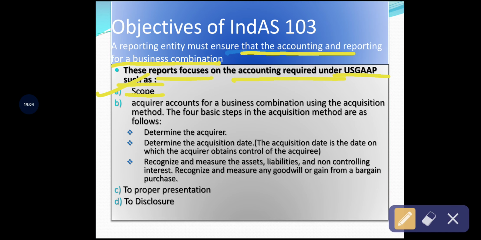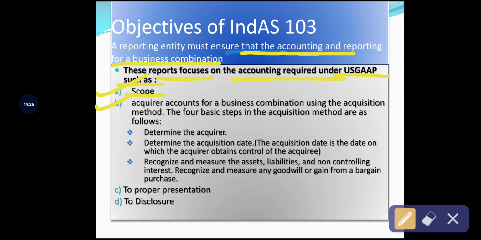That means the Indian Accounting Standard is applicable to which business organization, or for which business organization IndAS 103 is applicable, and for which business organization it is not applicable. That must be included. Okay, so secondly, an acquirer accounts for a business combination using the acquisition method.